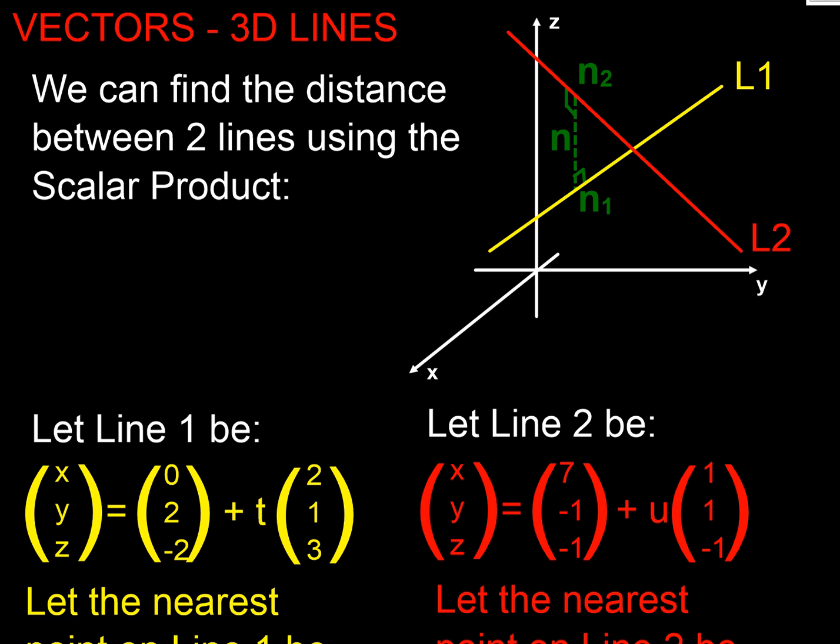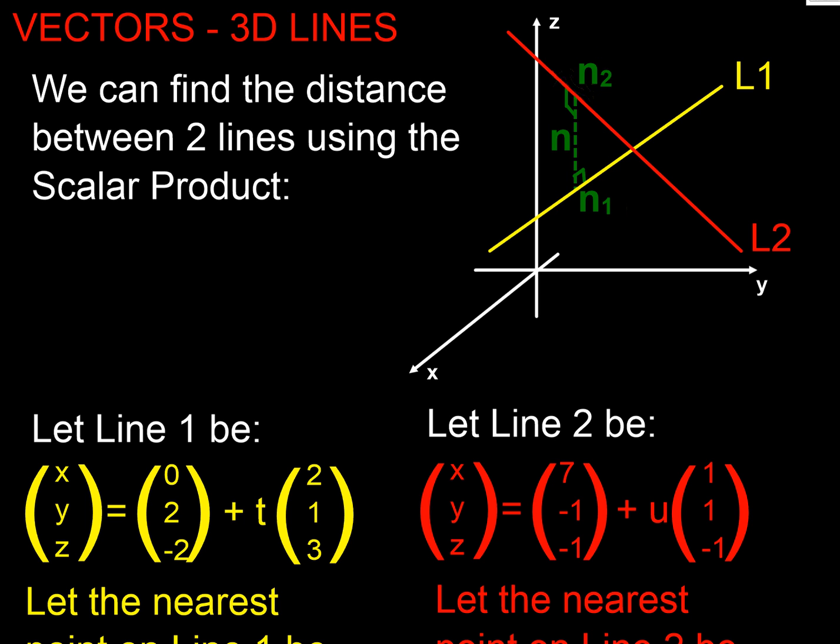Okay, and we can do the same sort of thing with two lines in 3 dimensions. Of course, two lines don't necessarily meet in 3 dimensions, and most of the time they don't meet. What we might be interested in is finding the closest point, the shortest distance between the two lines. That means finding the two closest points here, which I'm going to call N1 and N2.